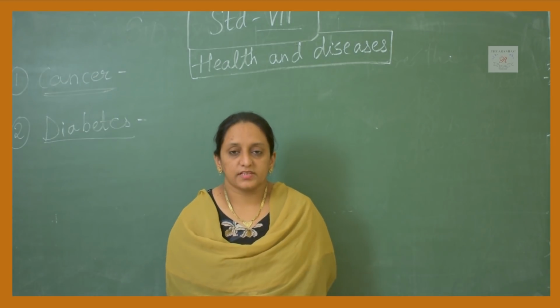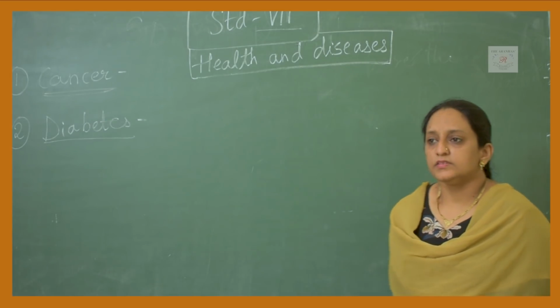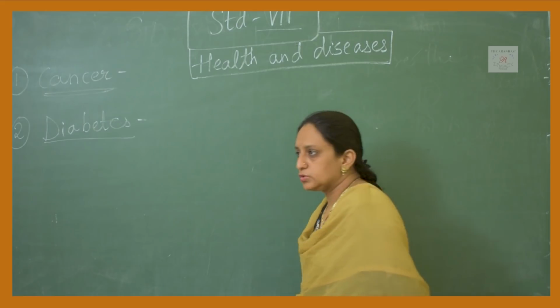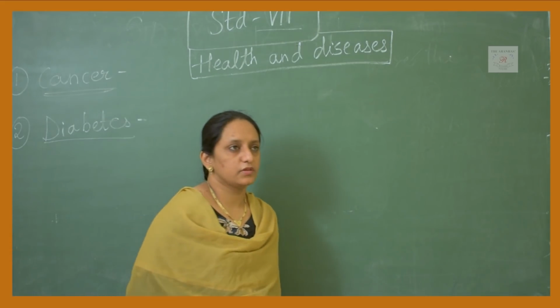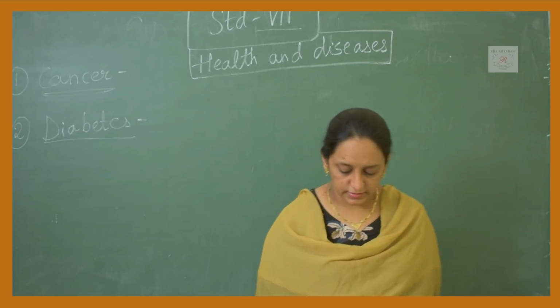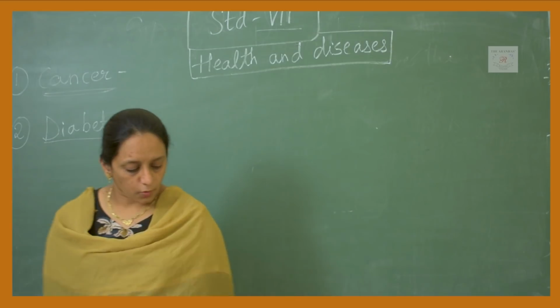What are the reasons for this diabetes? The first reason for diabetes is heredity. Means it can pass from generation to generation. If your mother is having it, you will be having it. If your grandmother or grandfather is having it, you will be having it. That is called heredity. Obesity means increase of weight of your body.